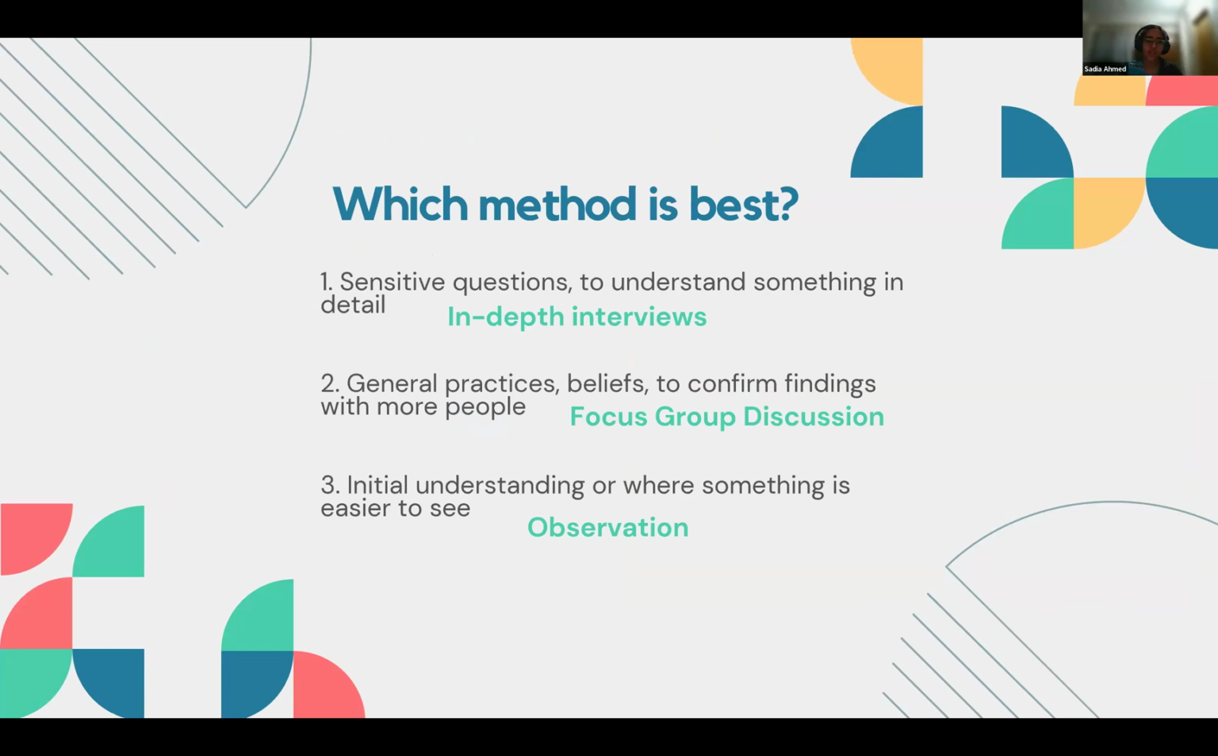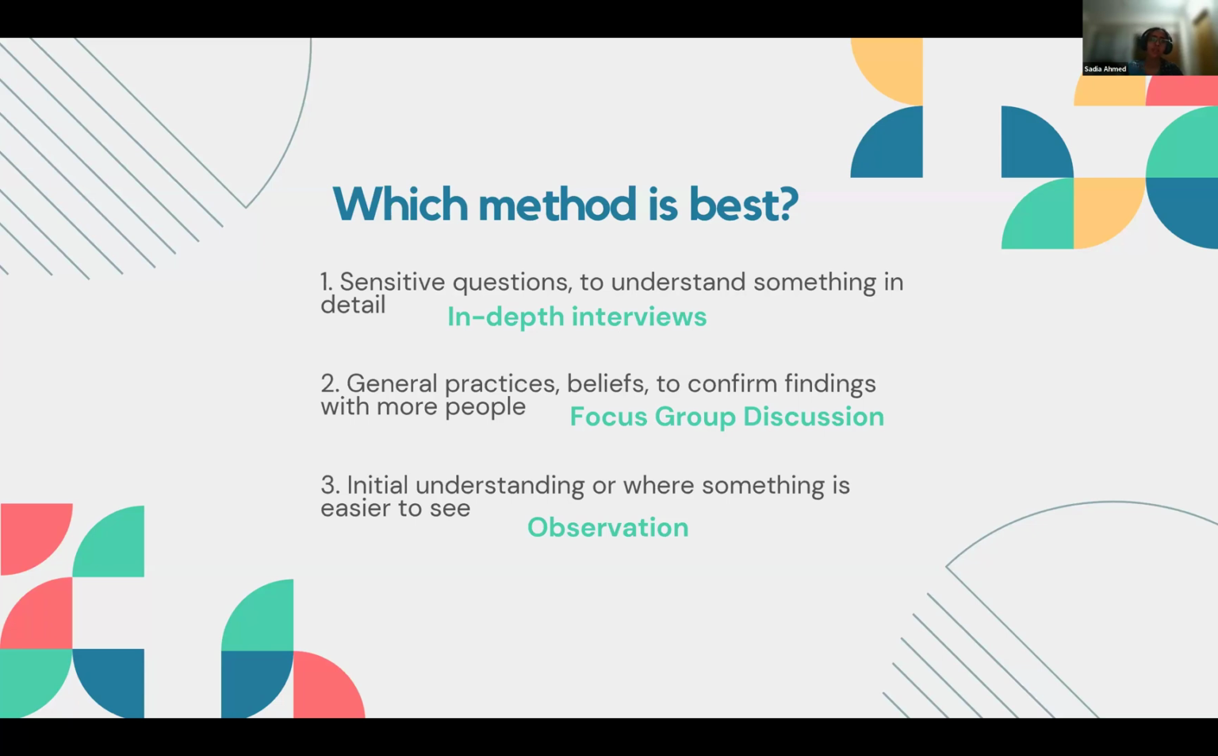And observations are helpful when you want to get an initial understanding of things, or when you want to see something, like how cook stoves were made. It's easier to understand and see that from seeing it being made in a factory than asking for a description. So in those kinds of cases, you might want to use observation as a way to get that information.